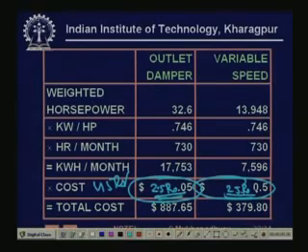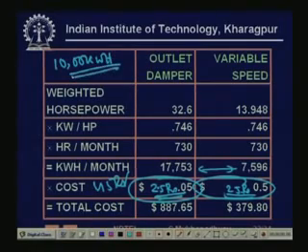So, approximately speaking, if you take 2.5 rupees, then roughly you have 10,000 kilowatt hour per month saving at 2.5 rupees per kilowatt hour, and that comes to a 25,000 rupees saving per month on a single fan. Now, the question is whether this is justified.